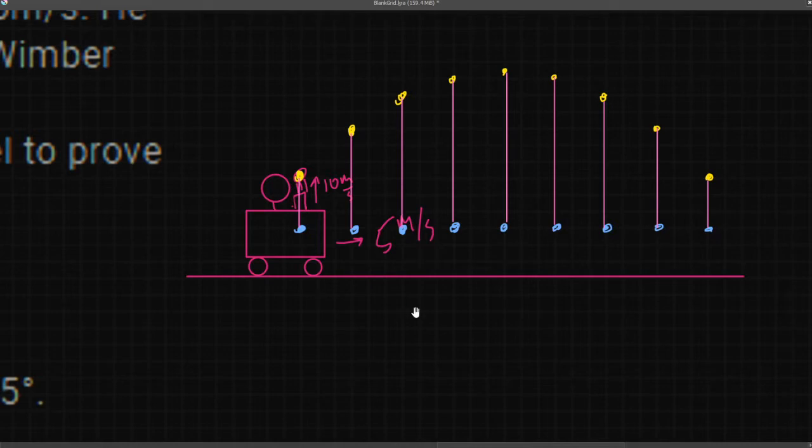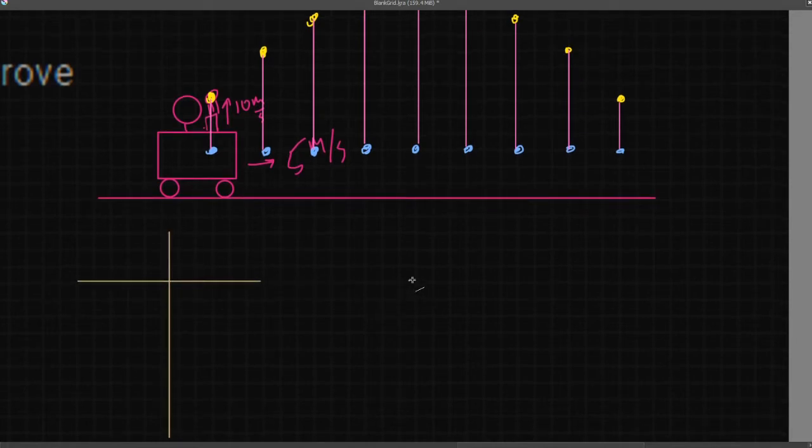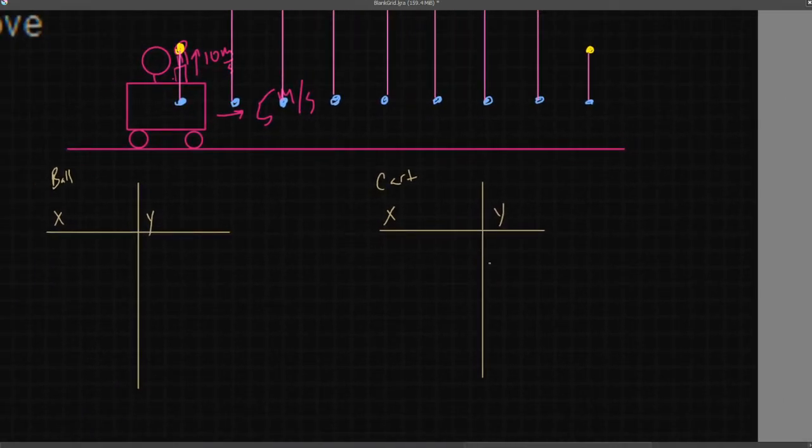So here's what I'm going to do, is I'm going to make two different T-charts. We'll make one for the ball and one for the cart. So this will be the ball's T-chart, and this will be the cart's T-chart. The ball will have a horizontal and a vertical. The cart will have a horizontal and a vertical. We'll start off with the cart's vertical because it's boring.